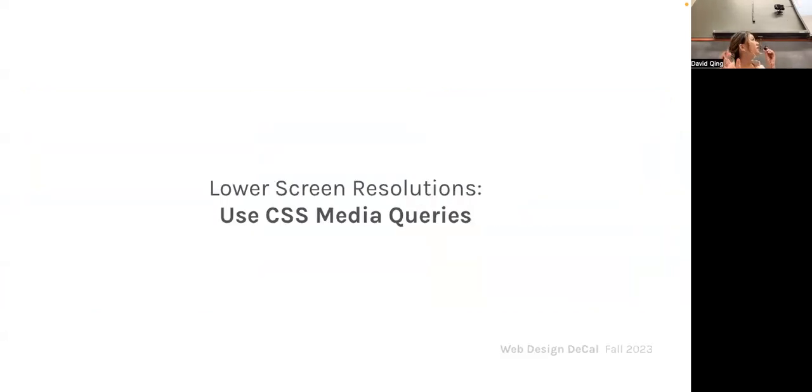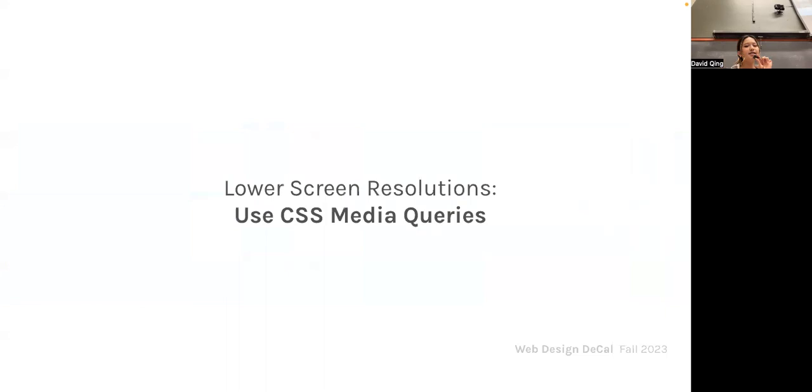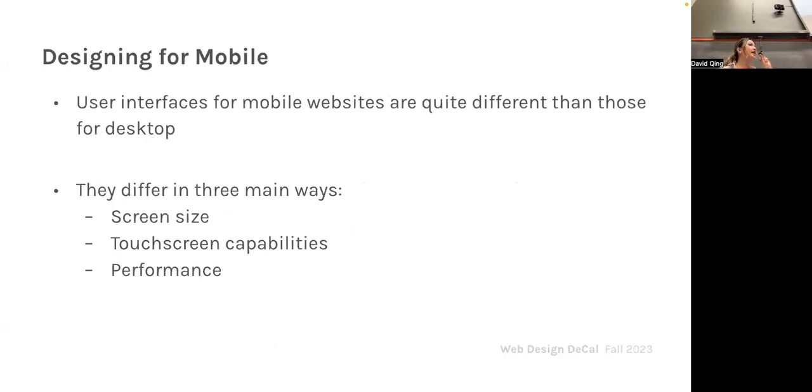So when you're working with lower screen resolutions, David covered this today, but you're going to end up using CSS media queries to adjust for that. And while in this example we went from a desktop to perhaps a tablet view, because I think this is still kind of big, let's now move on to mobile compatibility, which is our last issue for responsive websites. Any questions so far? If not, then we're going to get into designing for mobile devices.